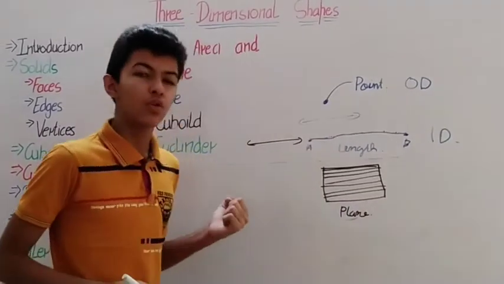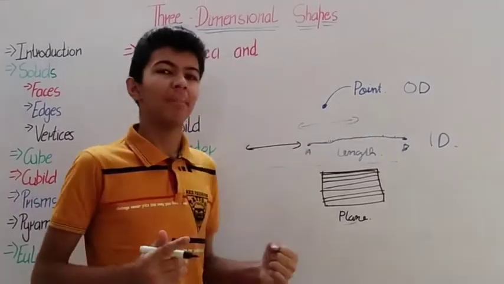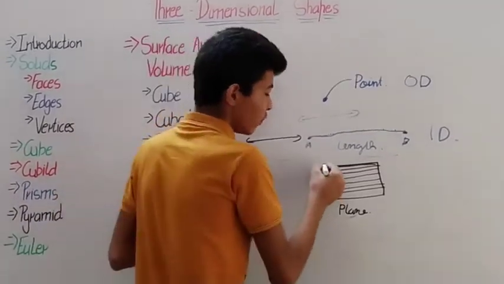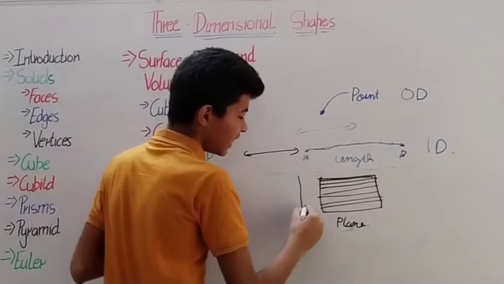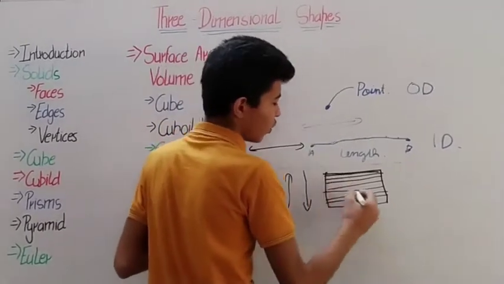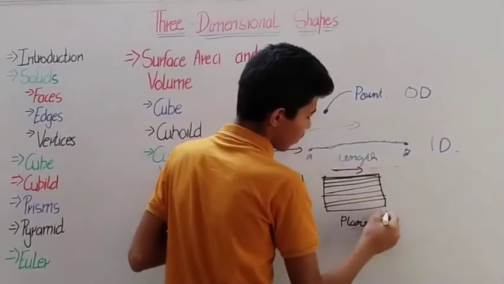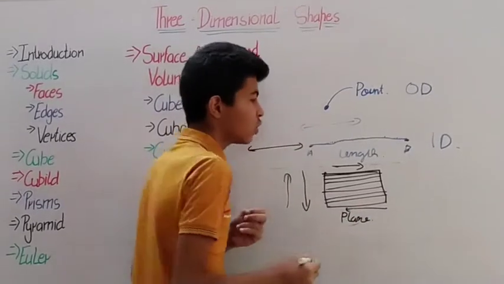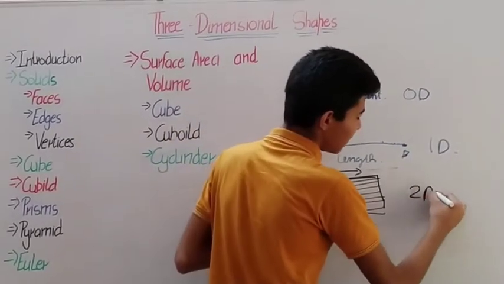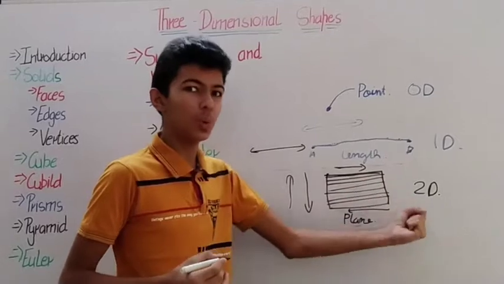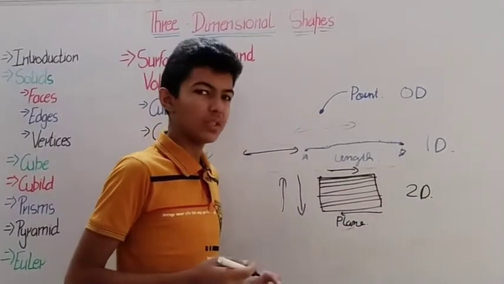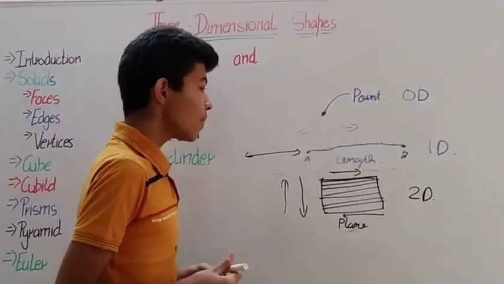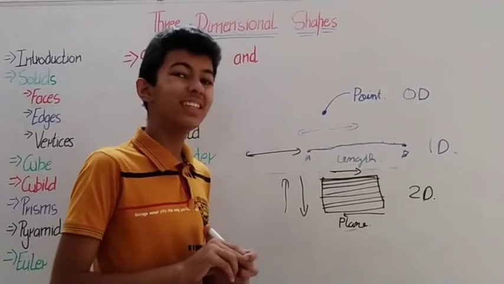So this is known as a plane. It is two dimension, because now if you stand on top, you could go either in this direction or in this direction, or in this direction or in this direction. So two things can be measured in this, so it is known as 2D. So two dimensions. So now let's move to the 3D.